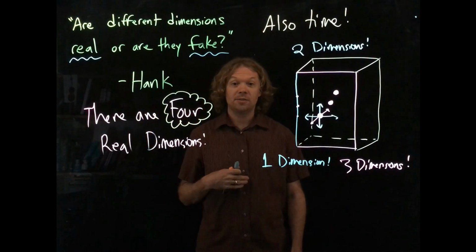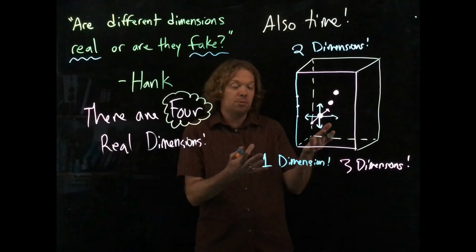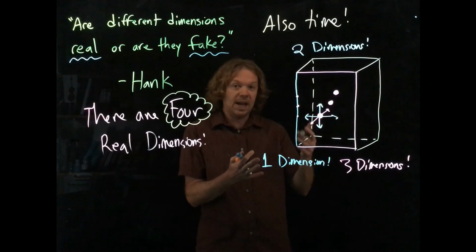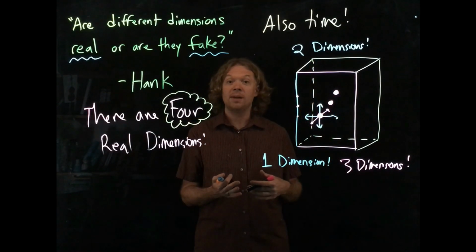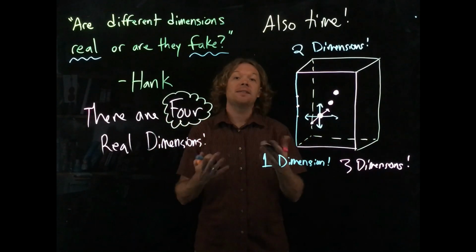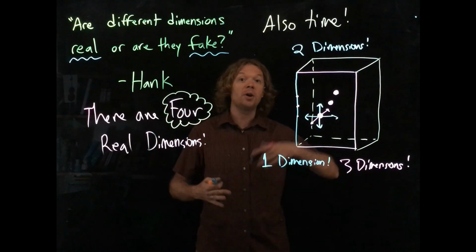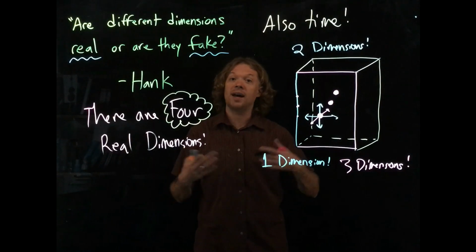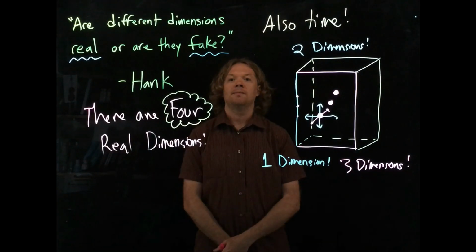Are there any others? Well, there's no other way that I can move. I can move left, right, up, down, in, out, and I can move in time, but I can't move any other way. So there's no fifth dimension. There's no sixth dimension. All those dimensions are fake because they're not ones I can move in.